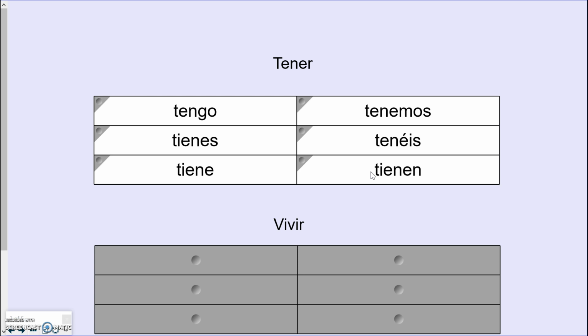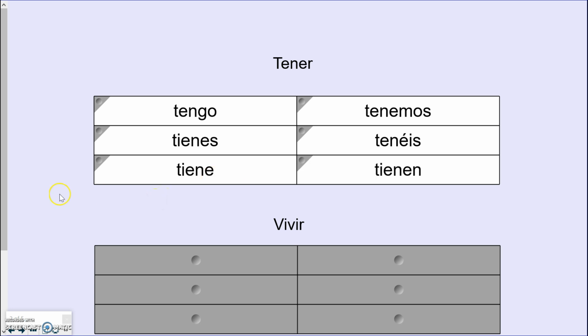and ustedes tienen. Okay, so remember that tener is also used not only just to say what you have, but also used to state how old you are. So if I were going to describe how old I am, I would use yo tengo, insert the number, and then insert años. So yo tengo blank años.